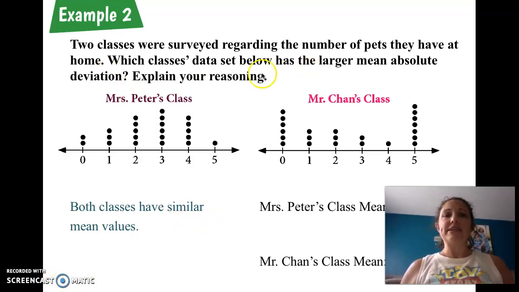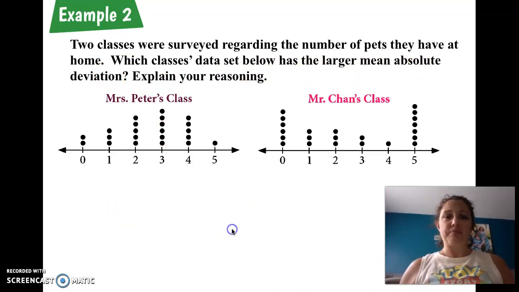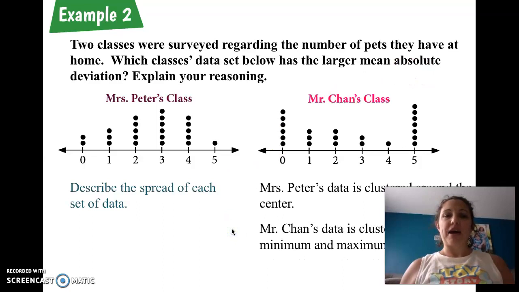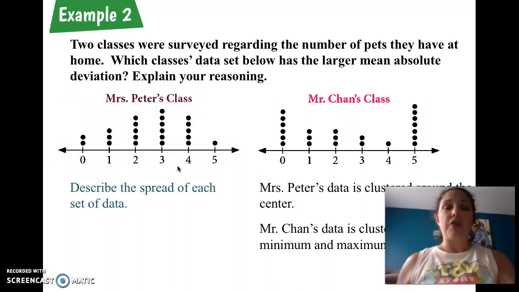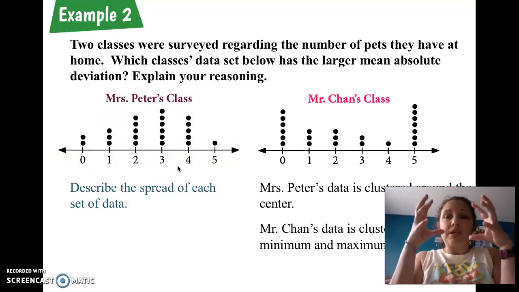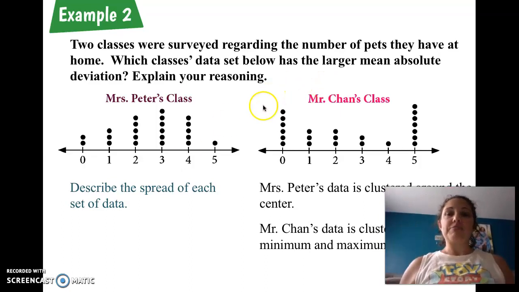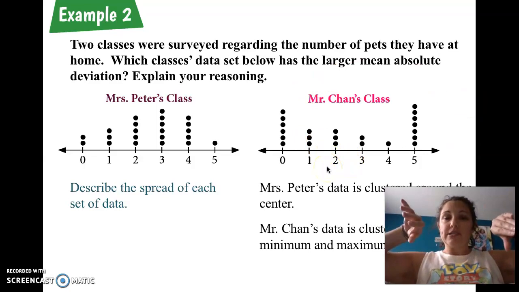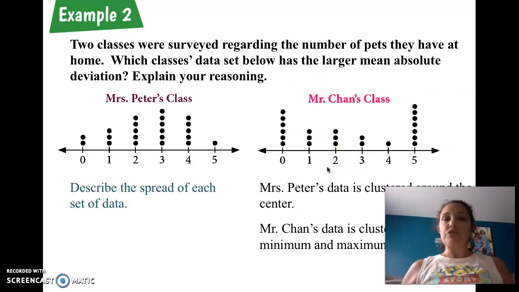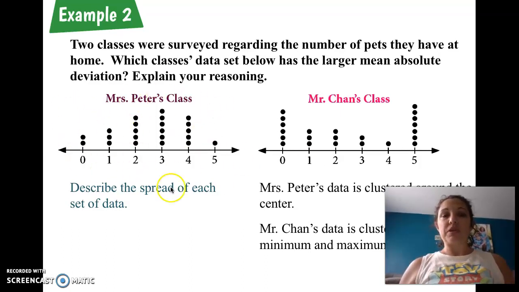But it's asking us who has the larger mean of absolute deviation. So if we think about that, look at Mr. Peters' class. Do you see how all of these dots are pretty much centered on that dot plot? They're all pretty close together. But if you look at Mr. Chan's class, most of the students are on the outer ends. So when you compare that to our mean, which was right around 2.5, this data is all really close. This data is more far apart.